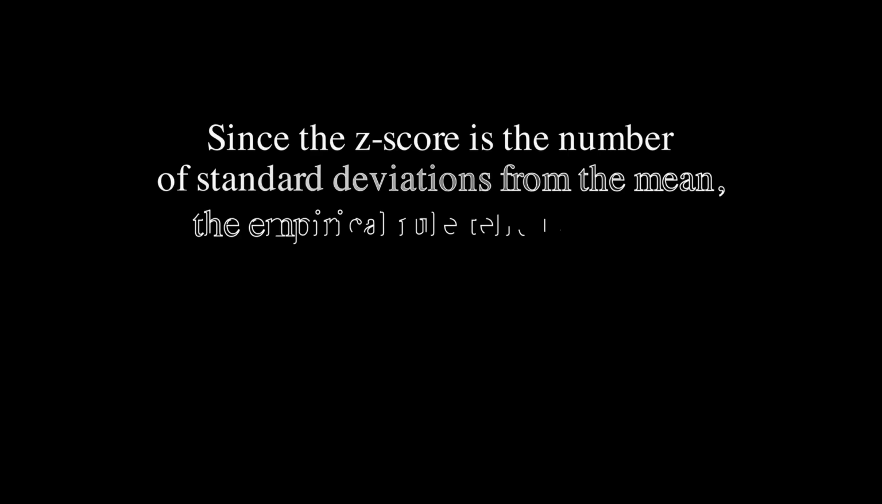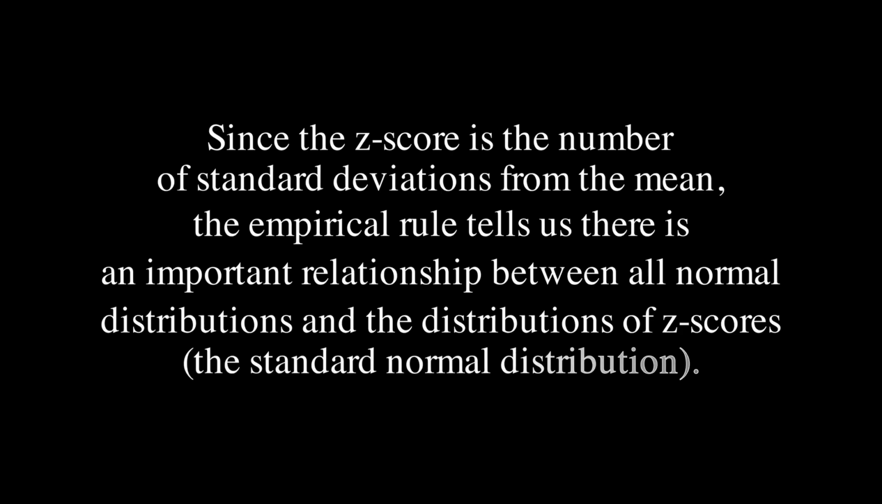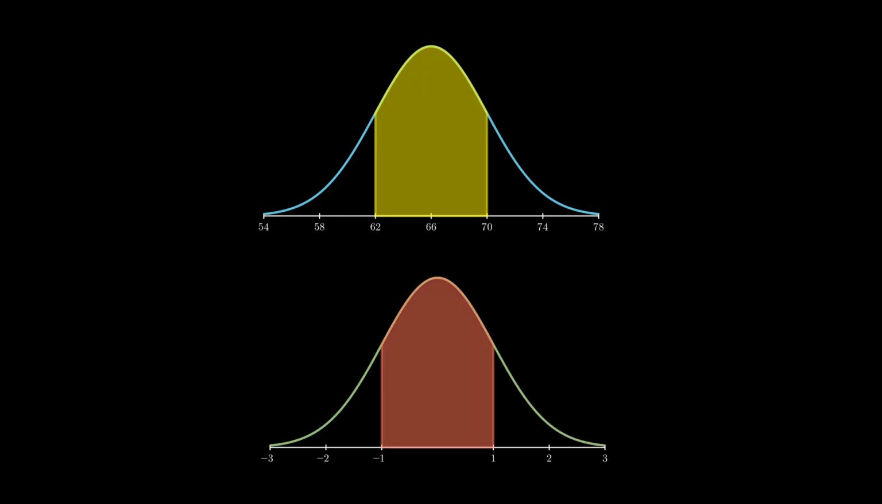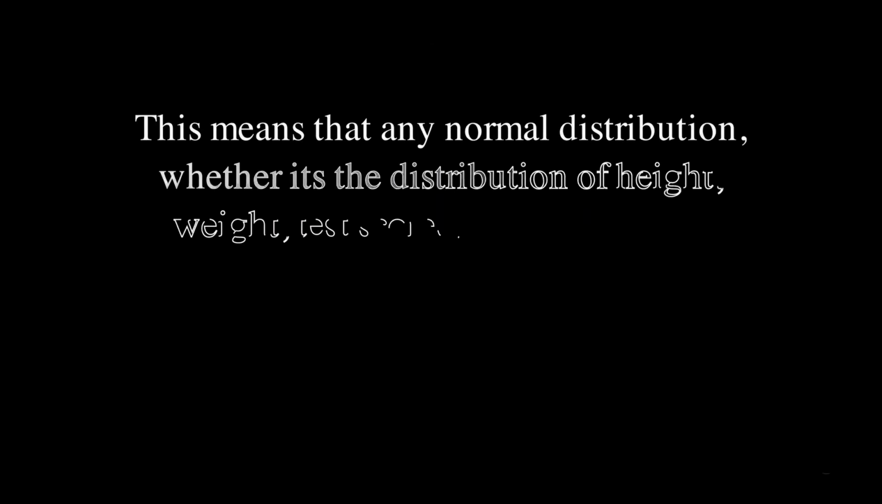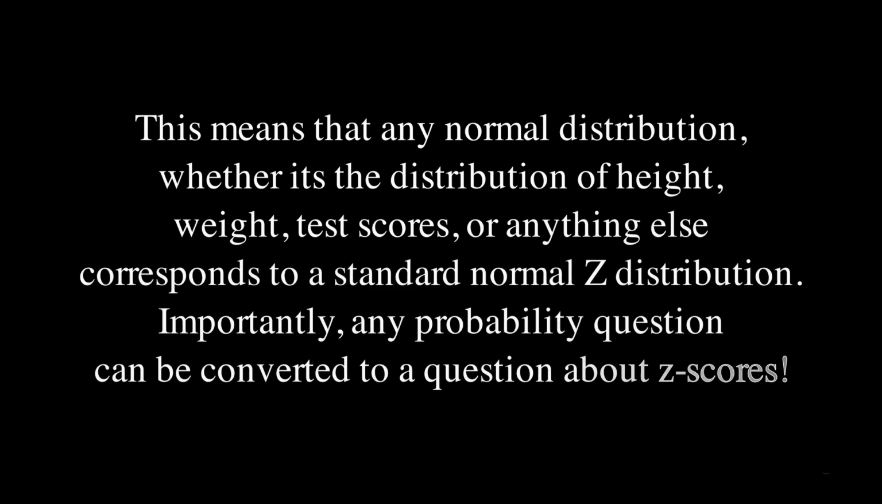Since the z-score is the number of standard deviations from the mean, the empirical rule tells us that there is an important relationship between all normal distributions and the distributions of z-scores, which is the standard normal distribution. This means that when we're solving what is the probability of being between 62 and 70, what we're really doing is converting the problem to a problem about z-scores and finding out what is the probability that a z-score is between -1 and 1. And this means that any normal distribution, whether it's the distribution of height, weight, test scores, or anything else, corresponds to a standard normal z distribution.